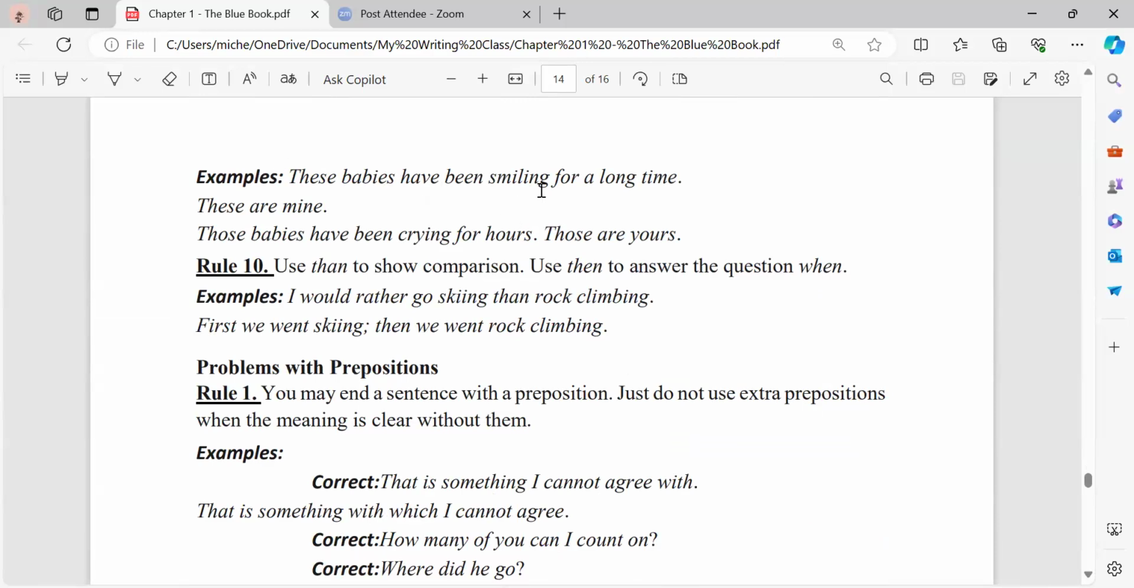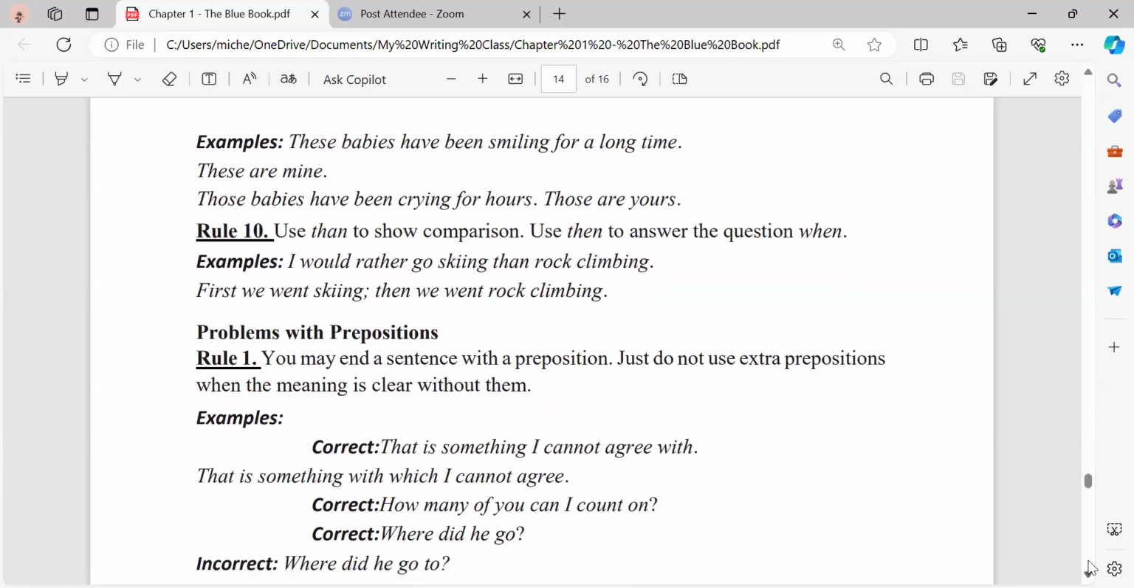Okay, so these babies have been smiling for a long time. So these are mine. These babies are plural, so that's why we use these, not this. And they are nearby us, so we use these as well. These are mine. Those babies have been crying for hours. Those are yours. So with those, we describe something that is not nearby us. It's at a particular distance right there.